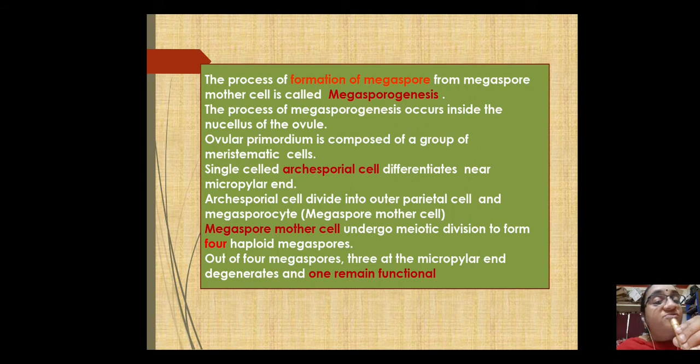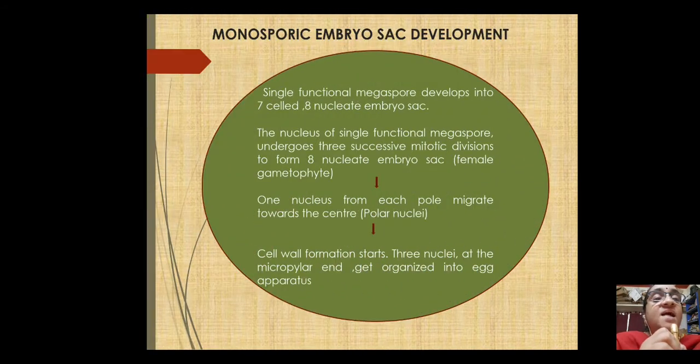Out of these 4 haploid megaspores, 3 degenerate, and only one remains functional, which is called the functional megaspore. From this functional megaspore, the entire embryo sac develops, so we call it monosporic embryo sac development. The single functional megaspore develops into a 7-celled, 8-nucleate embryo sac.